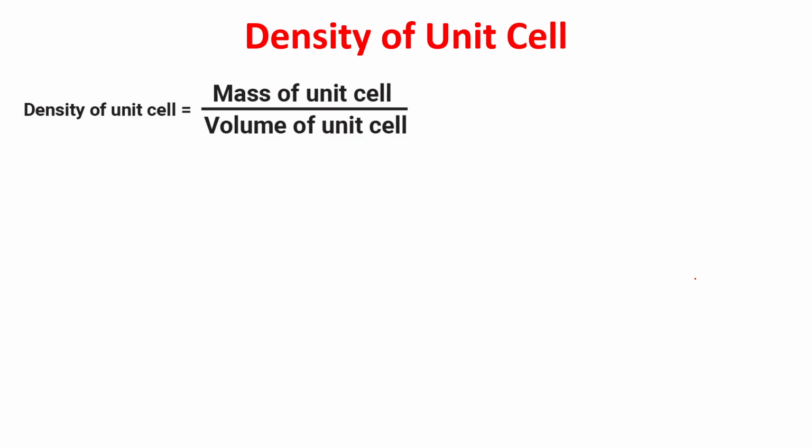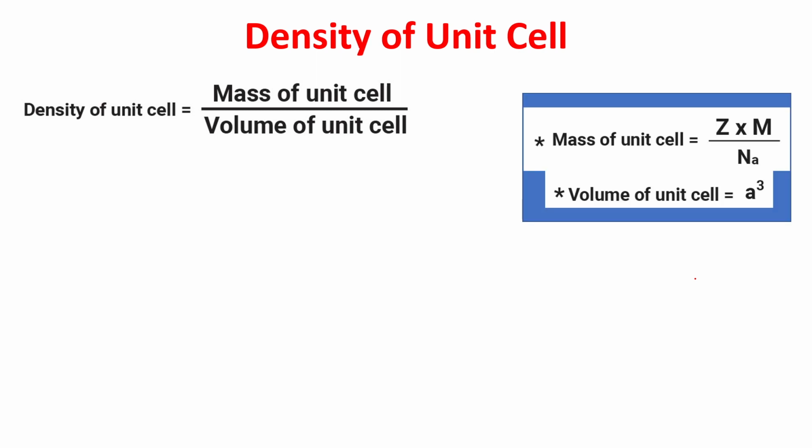Coming to the other topic, which is density of the unit cell. What is density? Density we define as the mass of the unit cell by volume of the unit cell. So, how will you calculate the mass of the unit cell? For mass, you need to know how many molecules are present. So, for example, for primitive unit cell, you saw that Z is equal to 1. For FCC, you saw Z is equal to 4. For BCC, you saw Z is equal to 2.